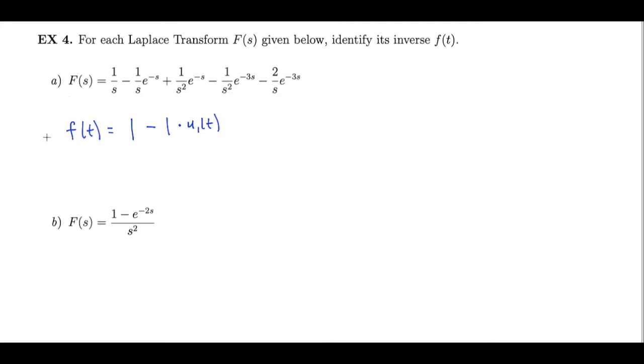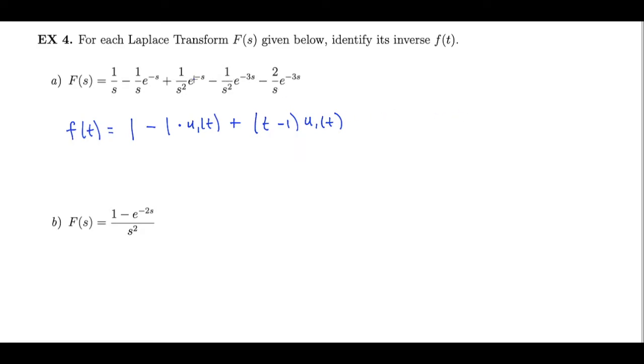Getting started here, I'll call my inverse transform little f of t, and if I take the inverse transform of 1 over s, that gives me 1, and then if I take the inverse transform of negative 1 over s, that'll also give me 1, and then this exponential indicates that this function has been switched on at 1 second.